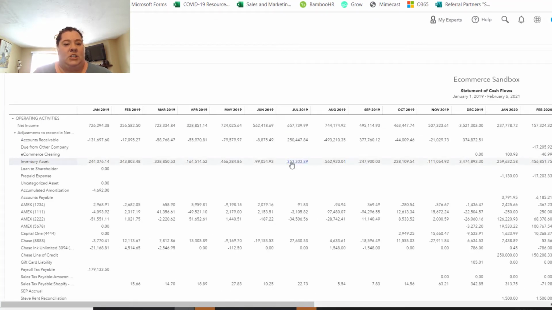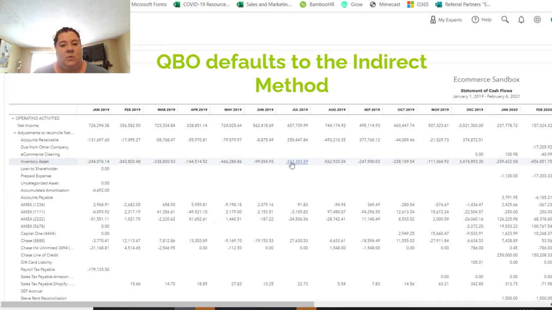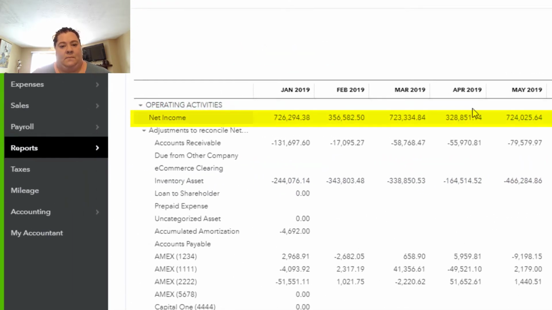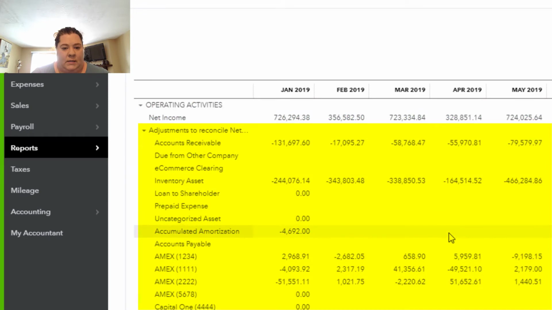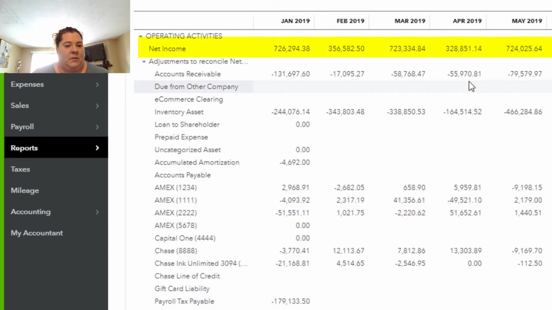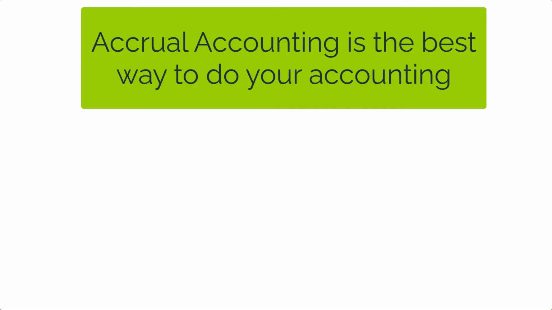So as I mentioned before, there's an indirect and a direct method of presenting this data. QuickBooks defaults to what's called the indirect method. So this first line item here is net income. And everything below this is all the reasons why this net income from an operating perspective does not equal cash. So in our businesses, we have something called accrual accounting typically. Accrual accounting is the best way to do your accounting.